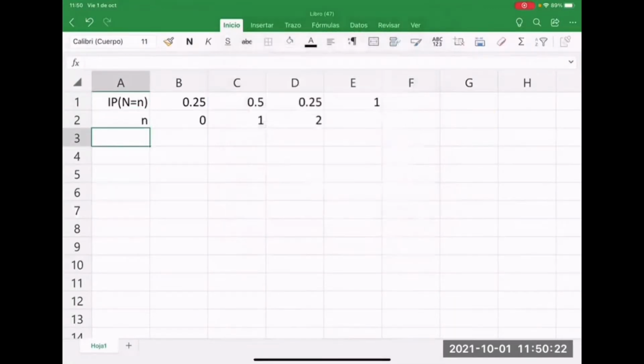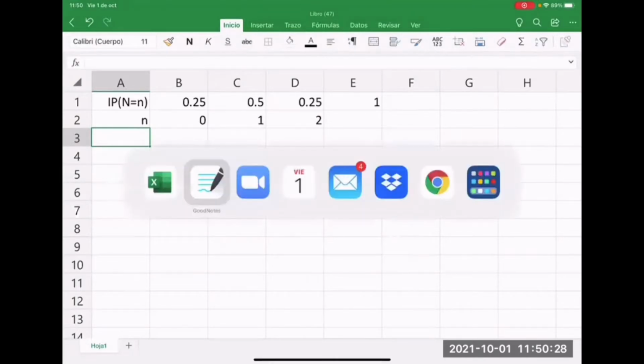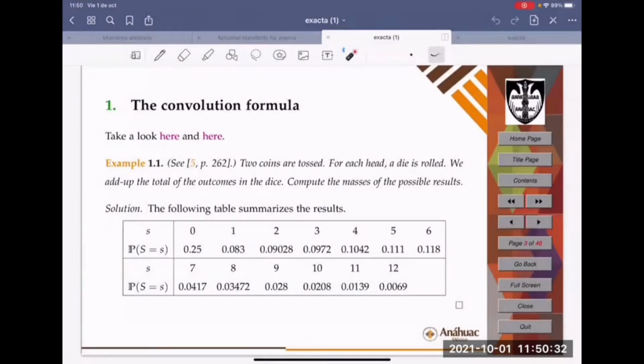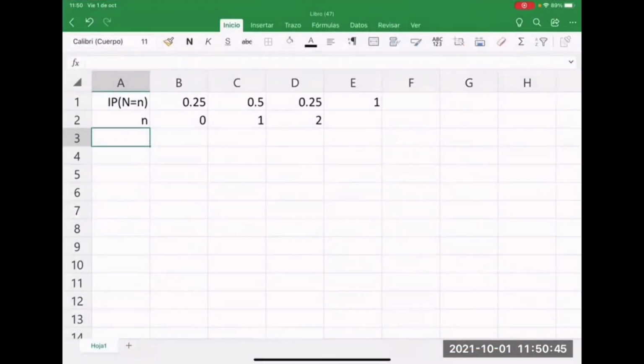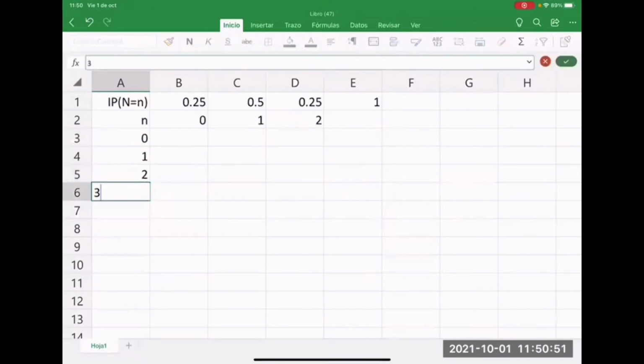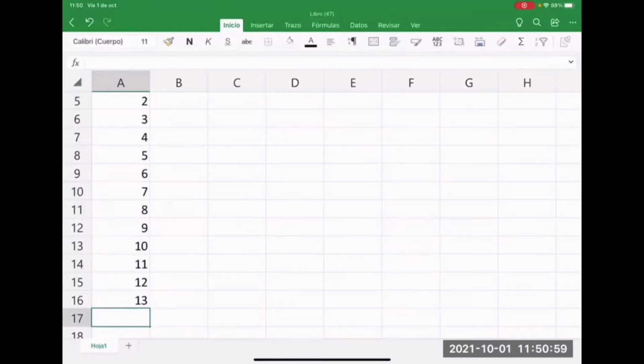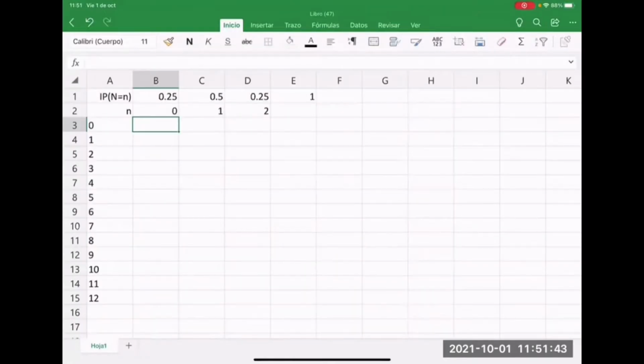And now I will put here the outcomes that we can get from the sum in the die. So let me see. It says that for each head, a die is rolled. So we can have up to 2 heads, and we need to add up the total of the outcomes in the dice. That means the possible outcomes for the sum of the dice range from 1, 2, 3, 4, and all the way up to what? 12.